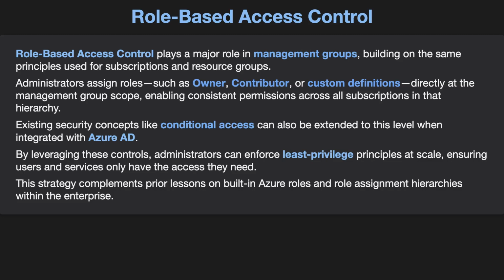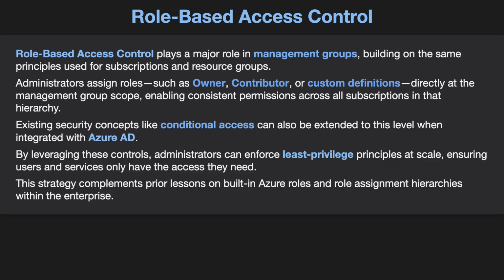Role-based access control plays a major role in management groups, building on the same principles used for subscriptions and resource groups. Administrators assign roles, such as owner, contributor, or custom definitions, directly at the management group scope, enabling consistent permissions across all subscriptions in that hierarchy.